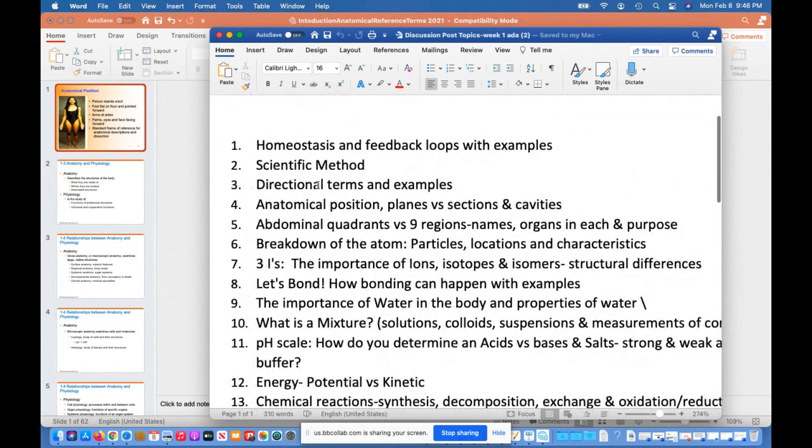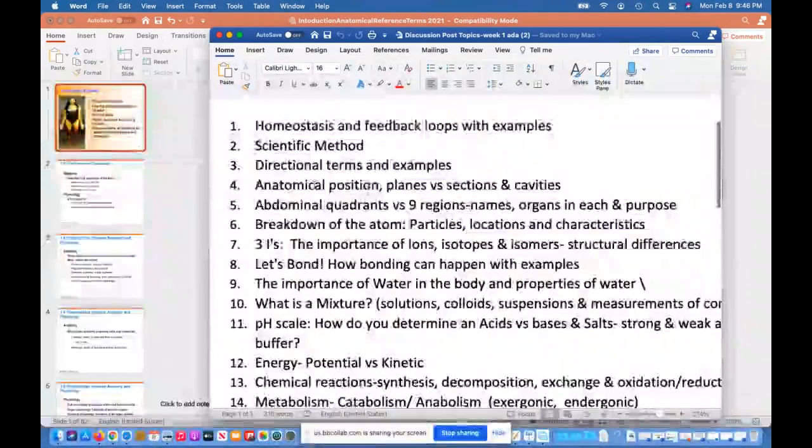Someone may decide the scientific method. Some may teach us about directional terms and give us some examples. Some may talk about anatomical position, the planes, the sections, the cavities, right? So now you're going to be using each other's posts and each other's work to teach you these. That's why you don't want to wait till Sunday. You want to work together as a team, and hopefully your classmates respond early to cover this.